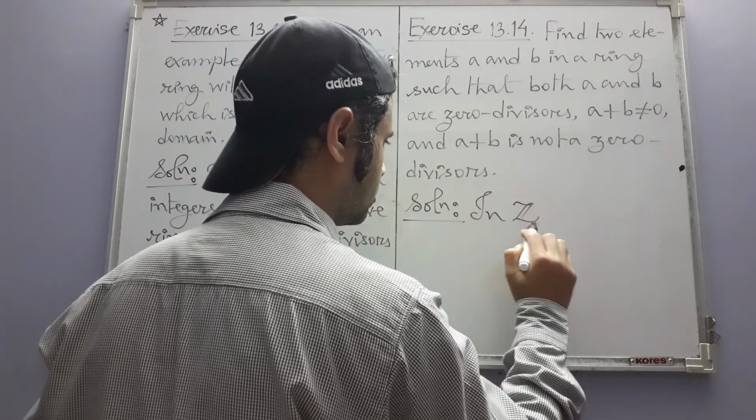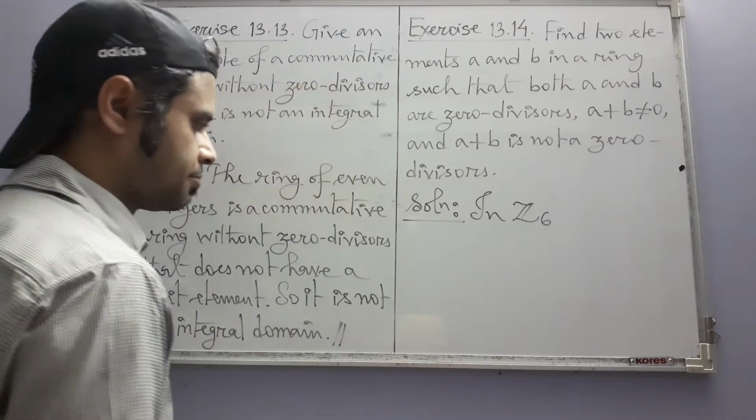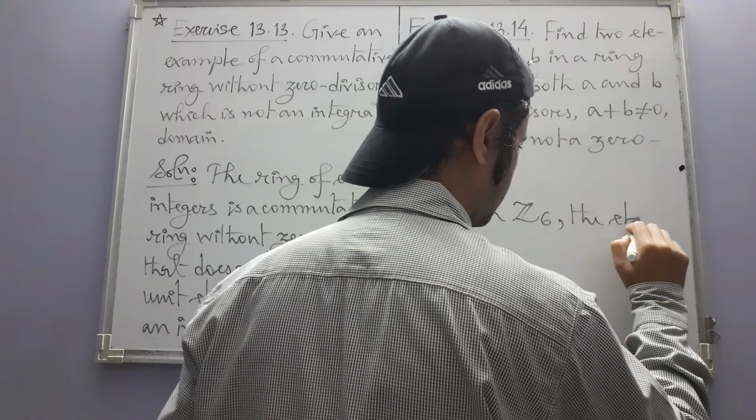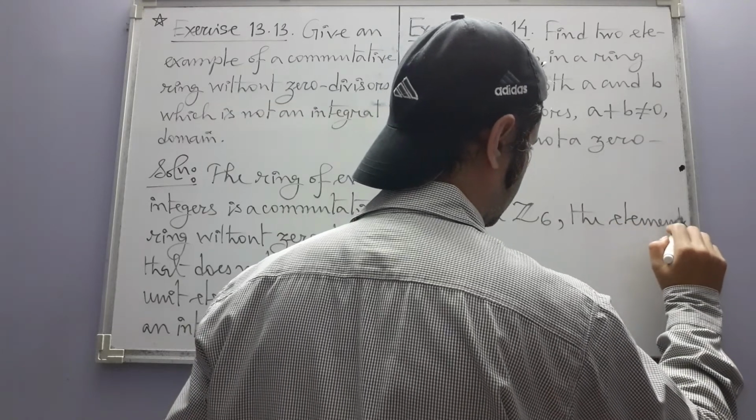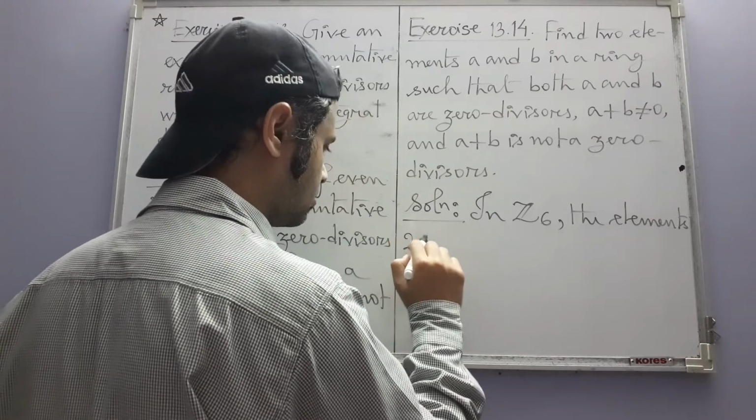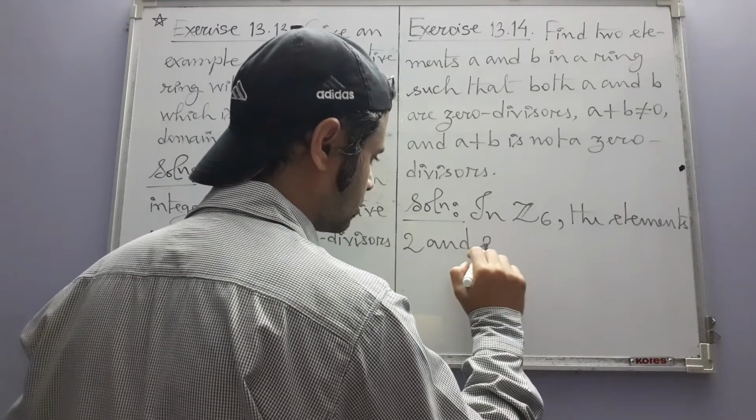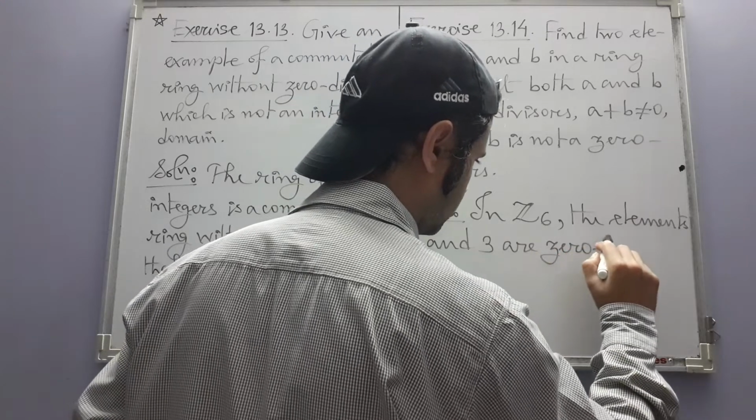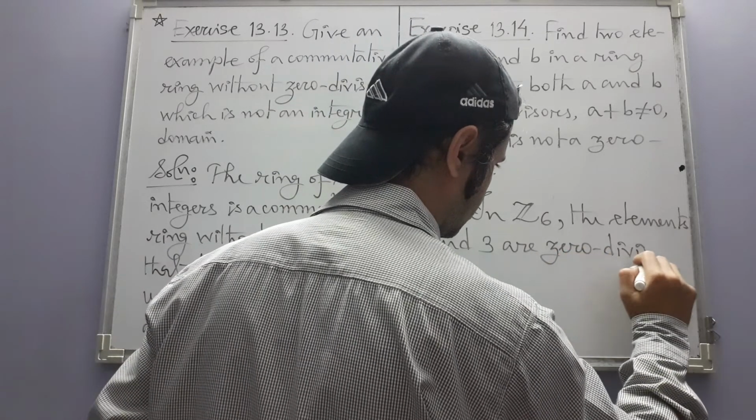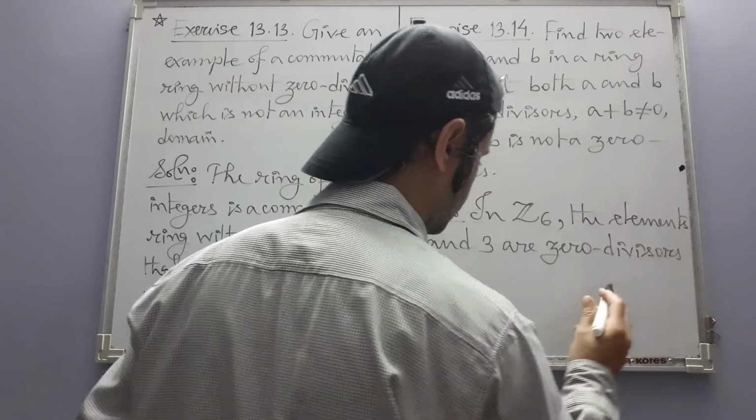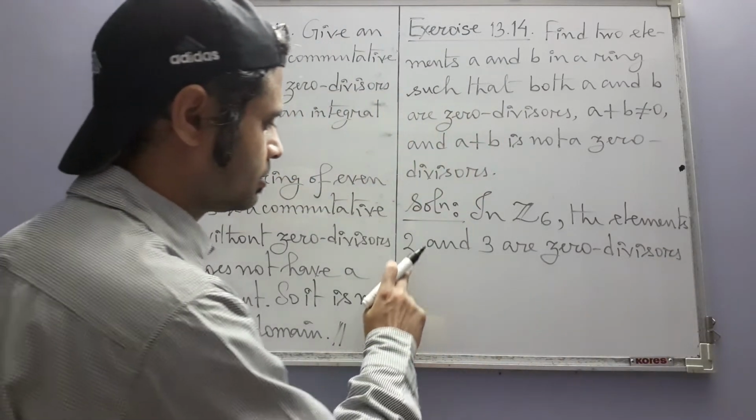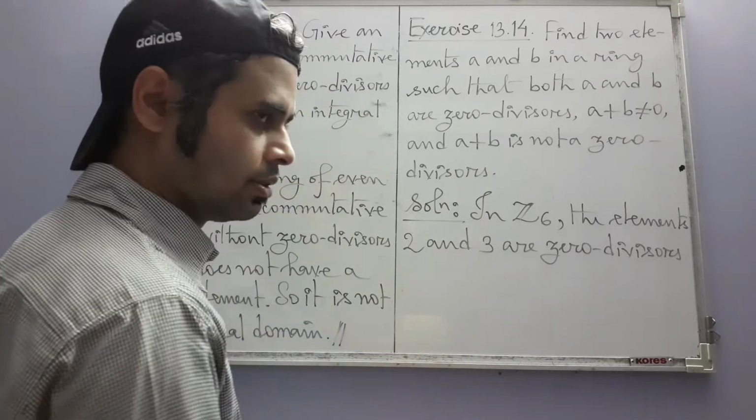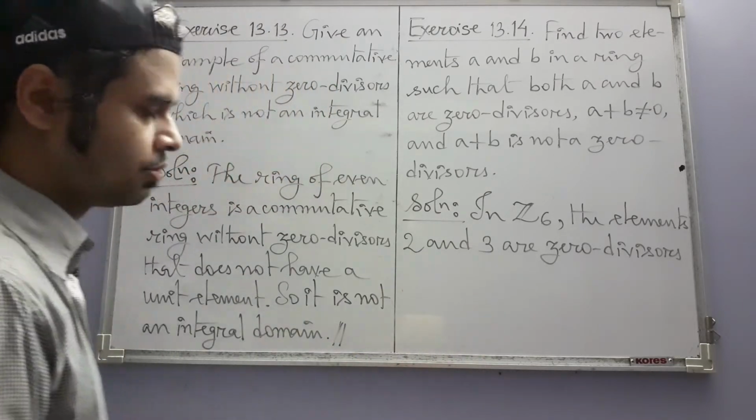In the ring Z6, the elements 2 and 3 are zero divisors, which we can clearly see. Both are non-zero and their product is 0. So both of them are zero divisors.